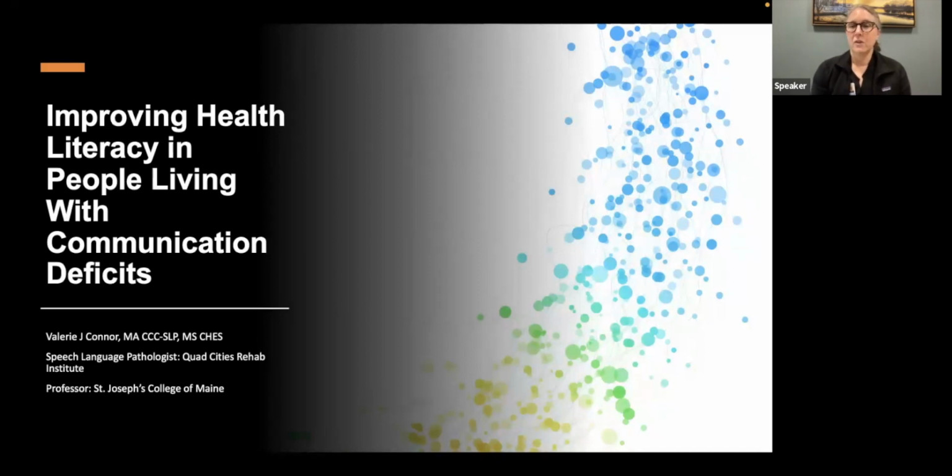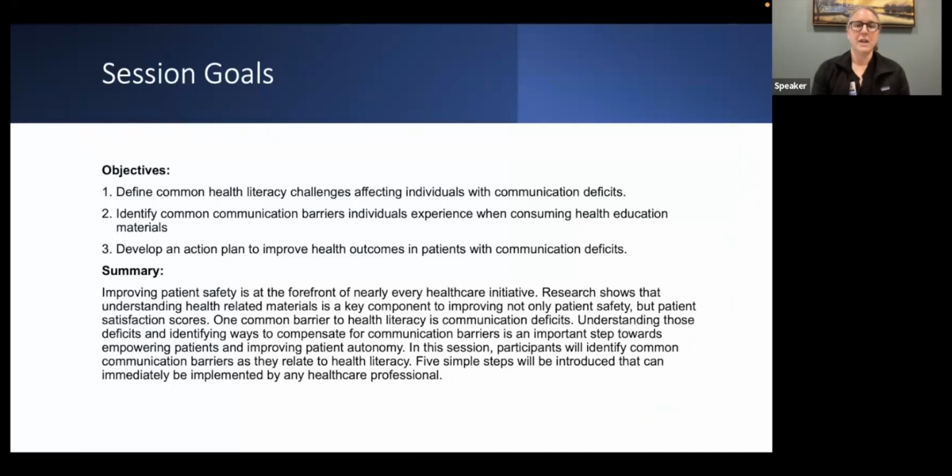I'm going to go ahead and go over the objectives for today, and then we'll dive in. So the goals for this session are to define some common health literacy challenges affecting individuals with communication deficits, and also identify common communication barriers that those individuals experience when consuming health education materials. And then at the end, I'm going to give you an action plan that I hope that you'll be able to take back to your facilities and utilize at least a portion of that.